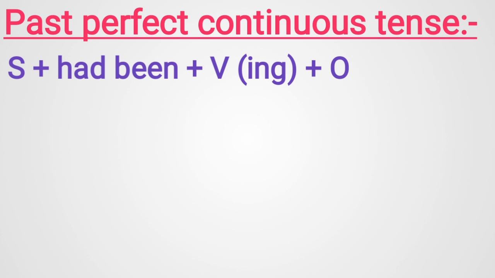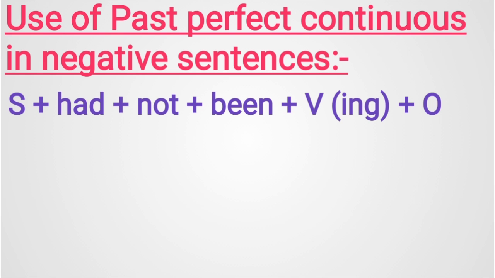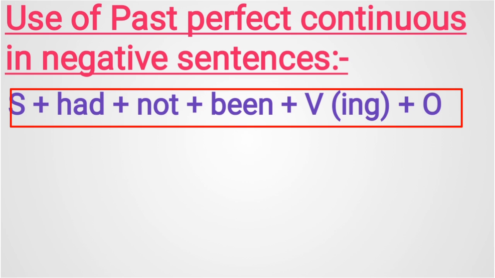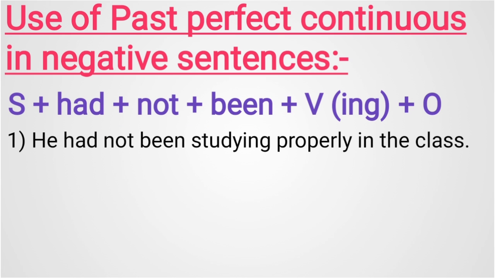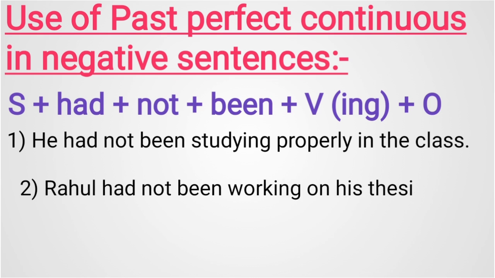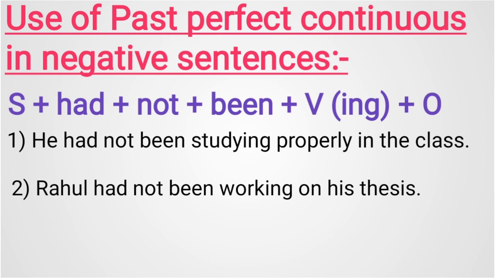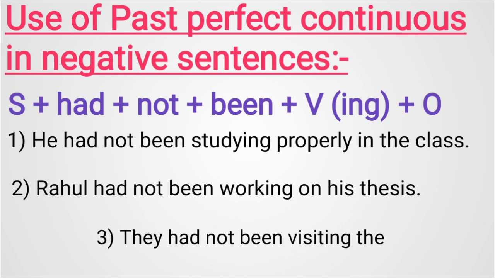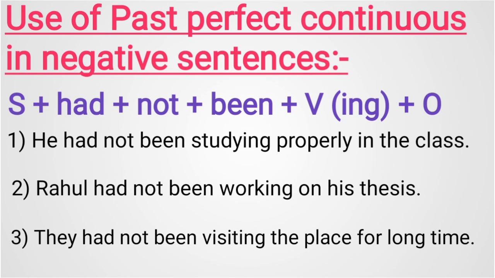So let's move forward and see how to use past perfect continuous tense for making negative sentences. For negative sentences in past perfect continuous, we have to use the following structure: subject plus had plus not plus been plus verb with ing form plus object. Okay, let's have some examples. First example, he had not been studying properly in the class. Next example, Rahul had not been working on his thesis. And the third example, they had not been visiting the place for a long time.